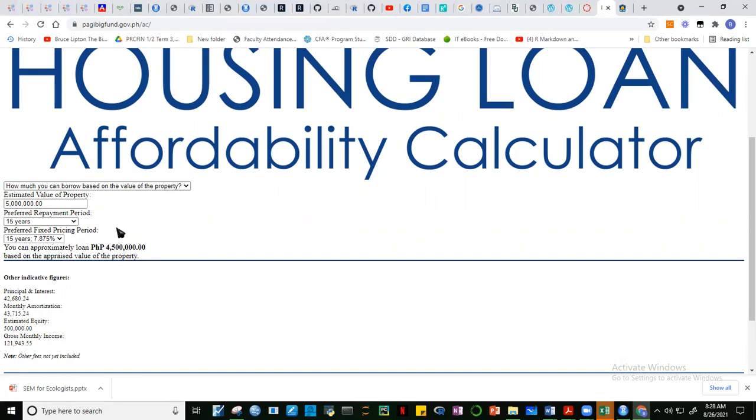So which means that may equity tayo, no, na 10%. So you cannot loan everything in 5 million. You can only loan here 90%. Kasi 90% times 5 million, that's 4.5 million. So ibig sabihin, may equity ka na 10%. Dapat maglalabas tayo ng pera na 500,000.